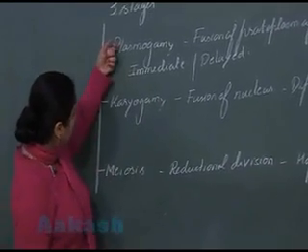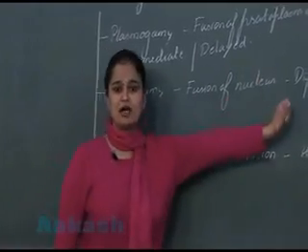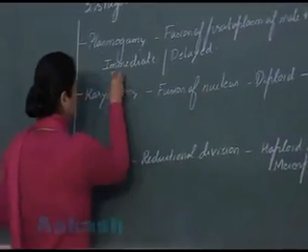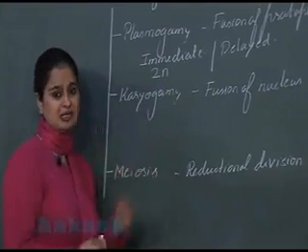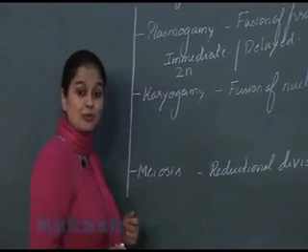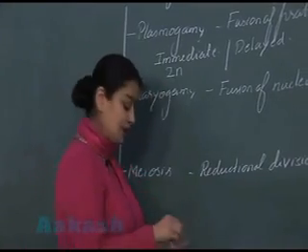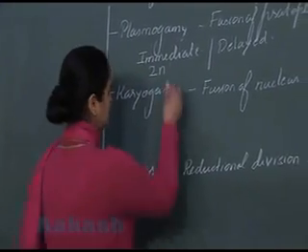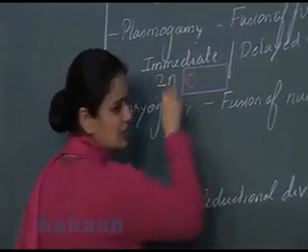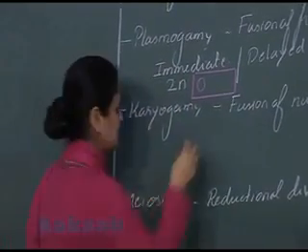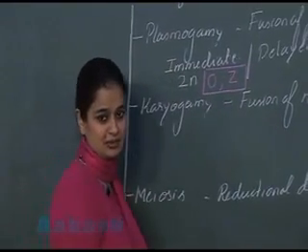अगर plasmogamy के बाद immediately karyogamy हुई तो there is formation of diploid nucleus, that is zygote. This type of condition is seen in members of oomycetes. Please write O for this class. And it is seen in the members of zygomycetes.